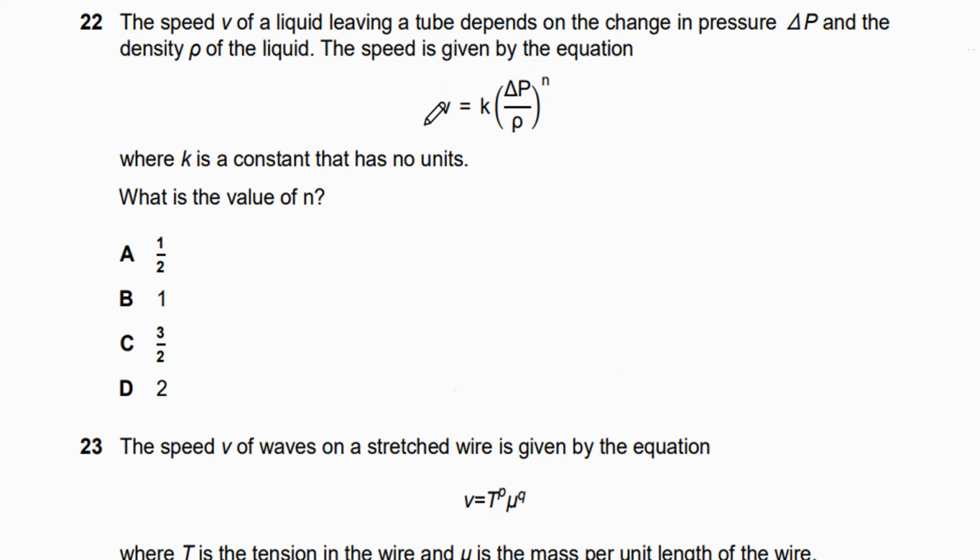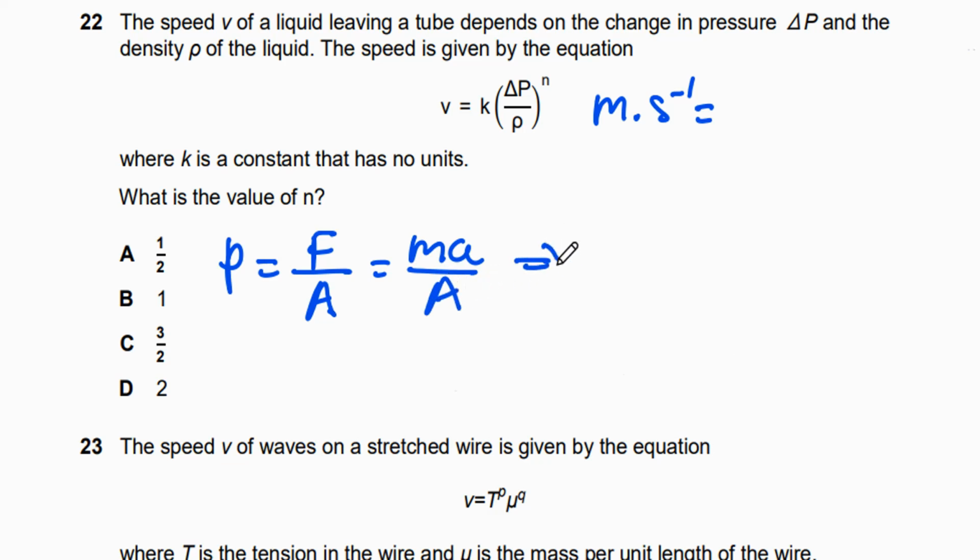So we can start by writing both sides of this equation in terms of SI base units. On the left-hand side, we have speed, and we know it's in meters per second. Then K doesn't have any units, so we can ignore it. Then we have delta P, the change in pressure. So we want the SI base units of pressure. We know that pressure is force over area. Force, of course, is MA.